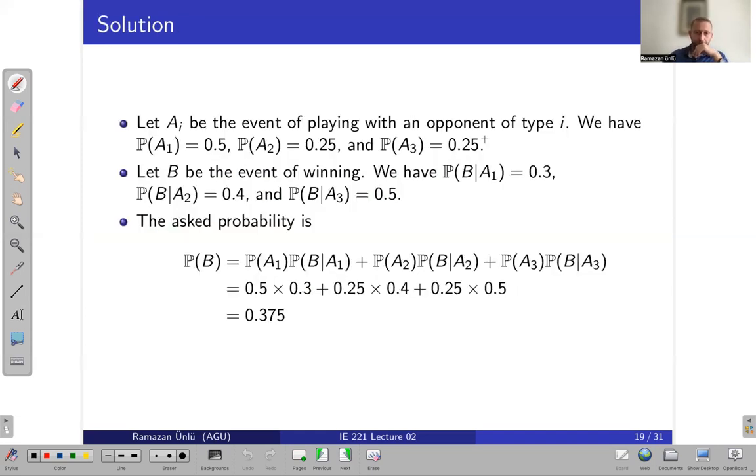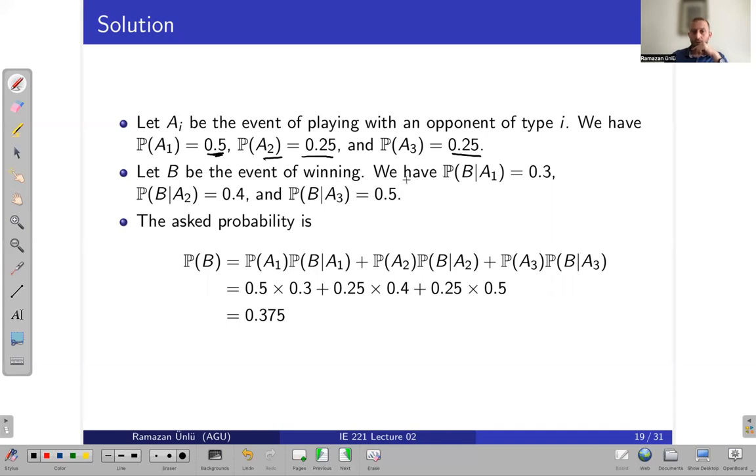So here, let A_i be the event of playing with an opponent of type i. We have A1 is 0.5. This information is given to us. A2 is 0.25 and A3 is 0.25. And also let's define the event B, and this is the event of winning.